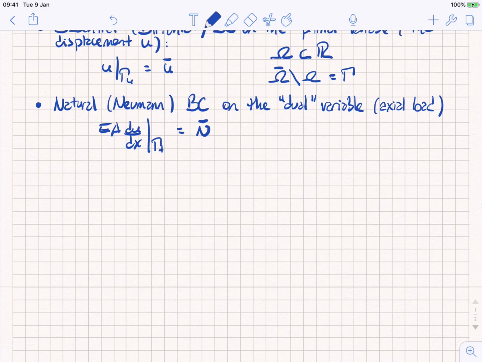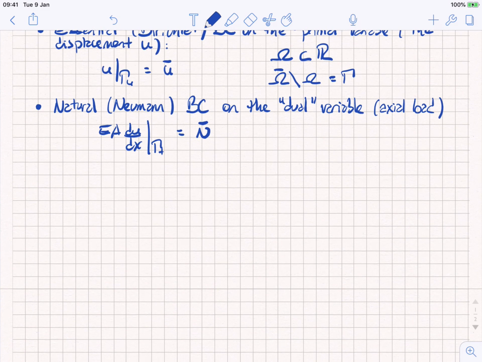So remember that when I write a bar u, that means the function that describes the prescribed displacement. When I use bar n, this denotes the prescribed actual load. Okay? But I'm missing something here, and we have to multiply this by n, and this n is either -1 or 1, depending on where you are applying this boundary condition. And we're going to get there in a minute.